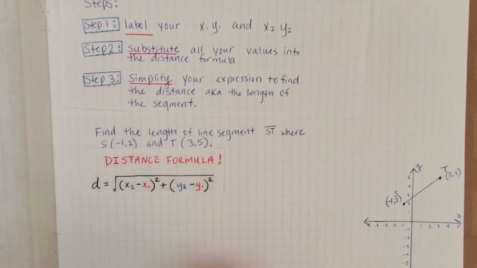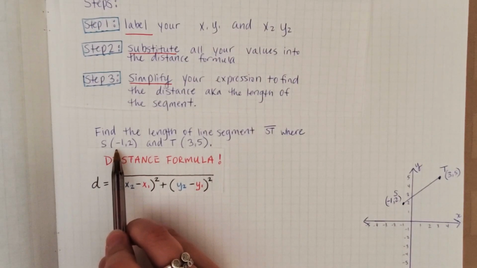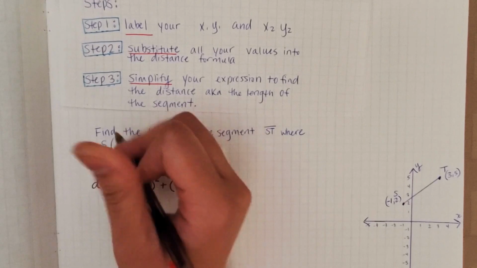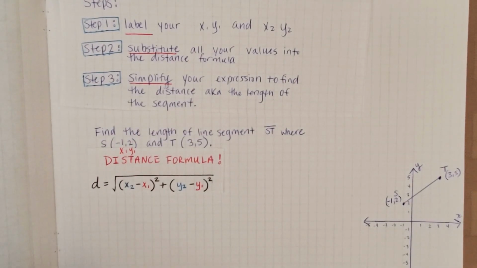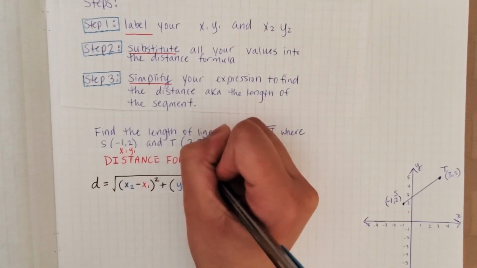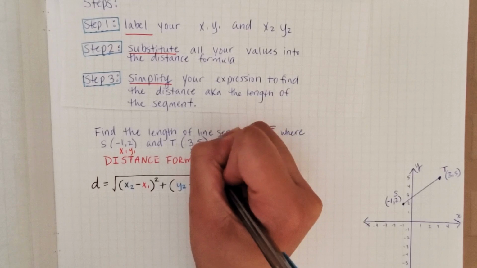So let's go ahead and do exactly what the steps tell us to do. First, we're going to go ahead and label the x1, y1 and the x2, y2. So here we go. We have our S is (-1, 2). This is going to be our x1, y1. Okay? And then T, (3, 5), is going to be our x2, y2.